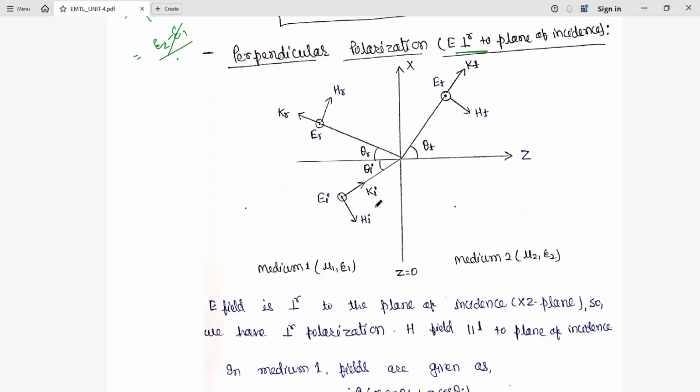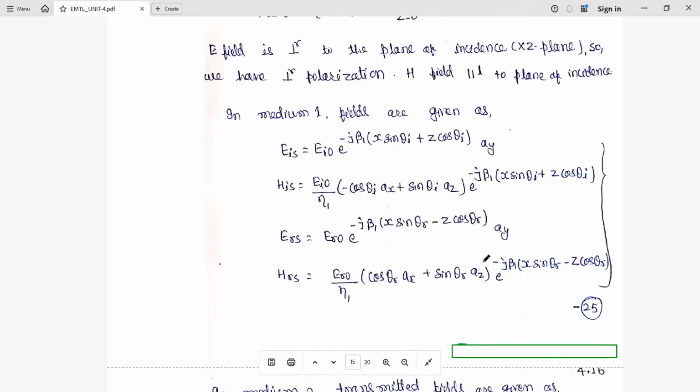On the basis of that, here Ki is the incident propagation vector, Kr is the reflected, and the electric field component is perpendicular to the plane of incidence, so it is the dot sign. Here, for incident, reflected and transmitted, the direction of the electric field component is the same. And the magnetic field is parallel to the plane of the wave. This is Hi, this is Hr, Ht. For the condition of perpendicular polarization, the electric field must be perpendicular to the plane of incidence, which is considered the x-z plane.